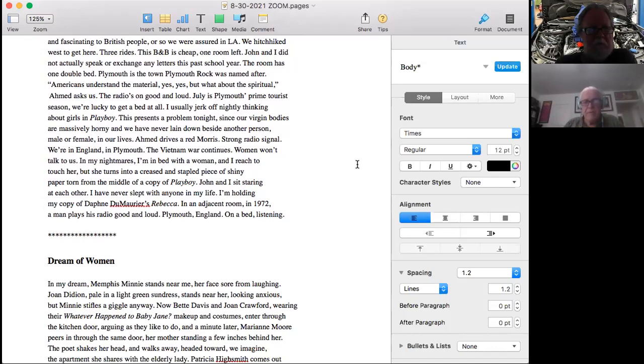In my nightmares, I'm in bed with a woman and I reach to touch her, but she turns into a creased and stapled piece of shiny paper torn from the middle of a copy of Playboy. John and I sit staring at each other. I have never slept with anyone in my life. I'm holding my copy of Daphne du Maurier's Rebecca. In an adjacent room, in 1972, a man plays his radio good and loud. Plymouth, England, on a bed, listening.